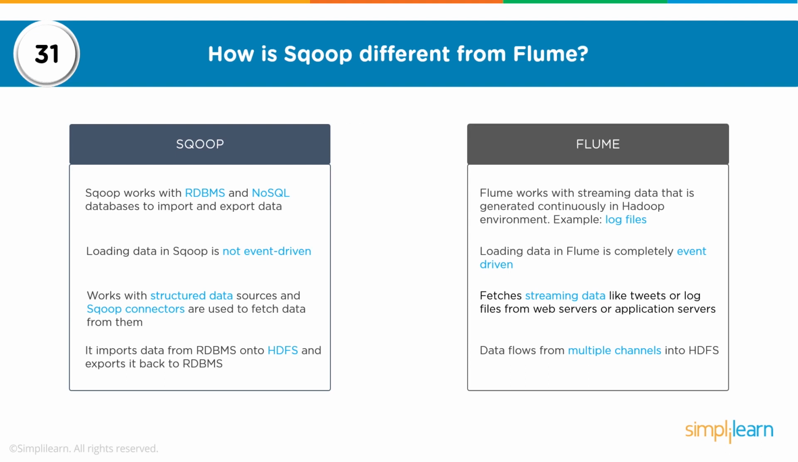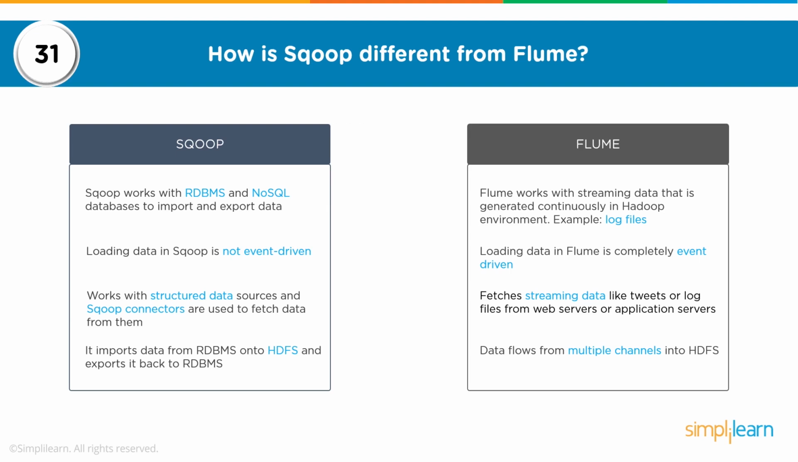Your loading of data in Sqoop is not event driven, so it is not based on events. It basically works on data which is already stored in RDBMS. In terms of Flume, it is completely event driven. That is, as the messages or as the events happen, as the data is getting generated, you can have that data ingested using Flume. Sqoop works with structured data sources, and you have various Sqoop connectors which are used to fetch data from external data structures or RDBMS. So for every RDBMS such as MySQL, Oracle, DB2, Microsoft SQL Server, you have different connectors which are available.